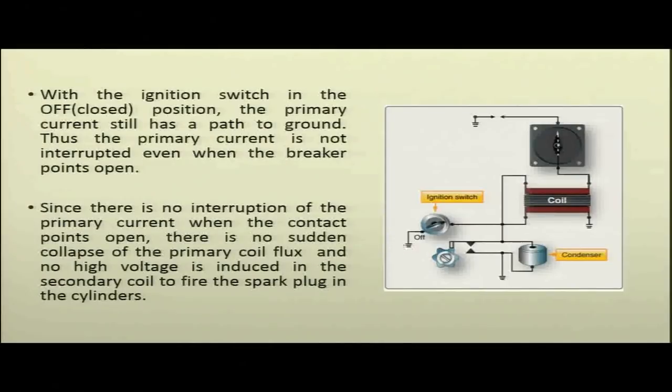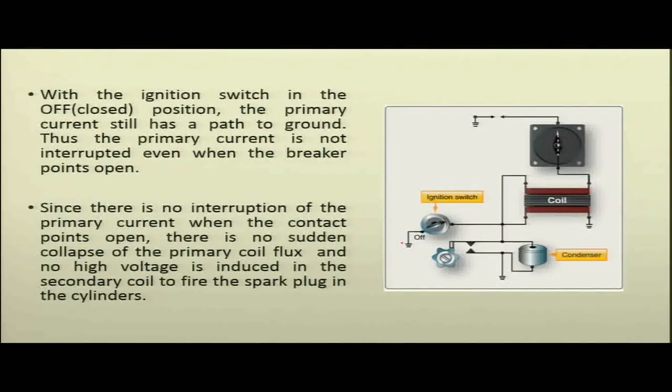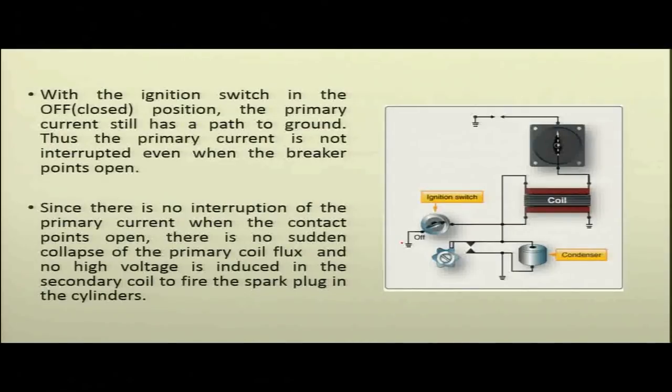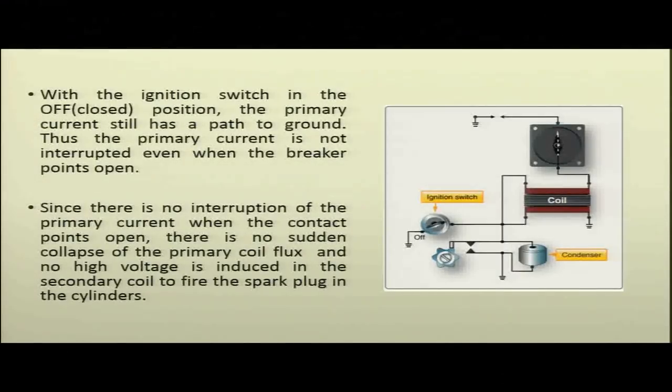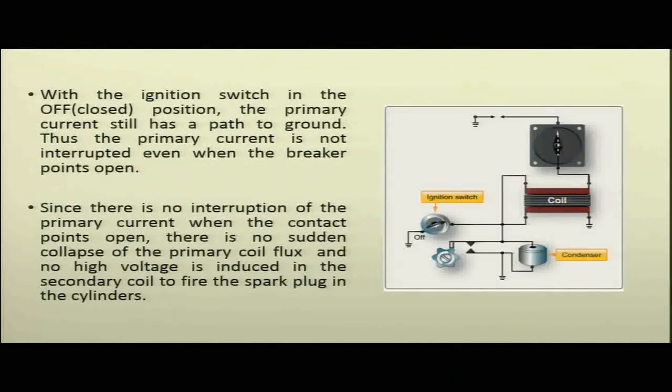Thus, the primary current is not interrupted even when the breaker points open. So, when your switch is in the off position, even when the breaker points are open, your primary current is not interrupted. Since there is no interruption of the primary current when the contact points open, there is no sudden collapse of the primary coil flux and no high voltage is induced in the secondary coil to fire the spark plug in the cylinders.